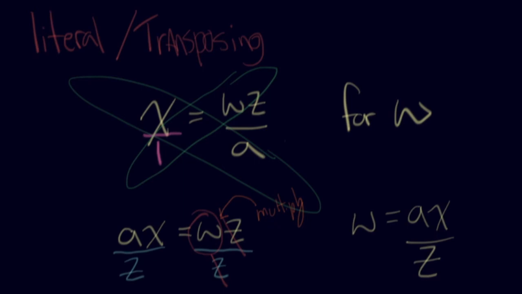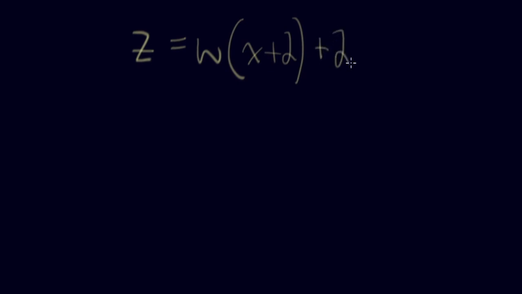So one little thing there with some transposing. Let's take a look at another one. Now this one is a fun one. This one causes all sorts of confusion. We'll stay with the letter z, and we'll make it equal to w times, in brackets, x plus 2, and outside the brackets, we'll add another 2x together, just for fun. And we're going to solve this one for the classic x.